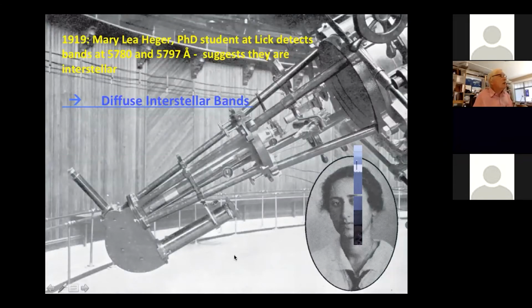The diffuse interstellar bands were noticed in spectra at the turn of the last century, but it wasn't until Mary Lea Heger was able to demonstrate that a couple of them were definitely interstellar and associated with interstellar dust, which was a very new concept at that time. It was a brilliant piece of work.